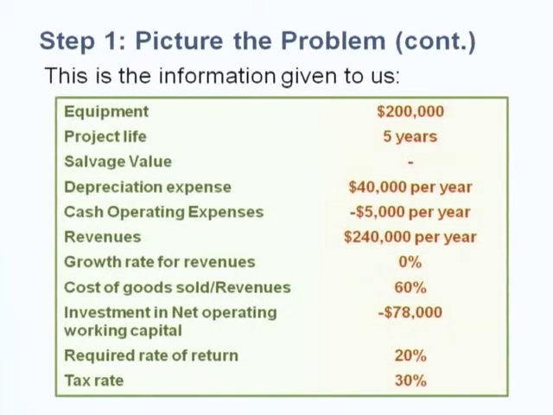Cash operating expense is 5,000 per year. Revenue from the question is 240,000 per year. The growth rate for revenue is 0%. Cost of goods sold per revenue is 60%. So the growth rate for revenue 0% means the revenue will be equal for 5 years, and cost of goods sold will be equal at 60% of revenue. Investment in net operating working capital, at the beginning you spend cash for working capital of 78,000. Rate of return or discount rate 20%, tax rate 30%.